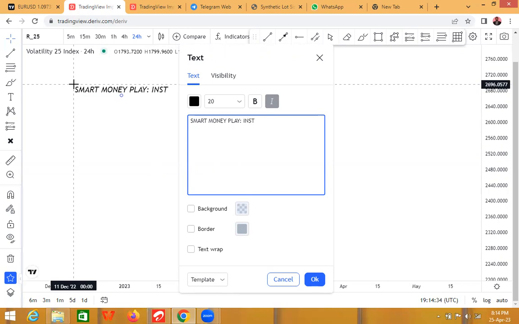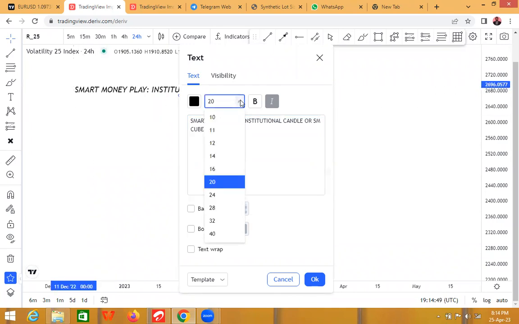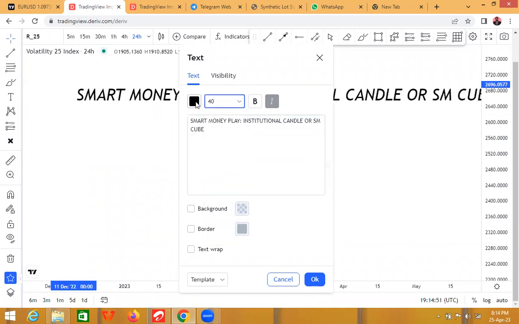Tonight, I'll be talking about the institutional candle, or what we call the SM, Smart Money Cube. Yeah, that's the name we call it, institutional candle or the Smart Money Cube.